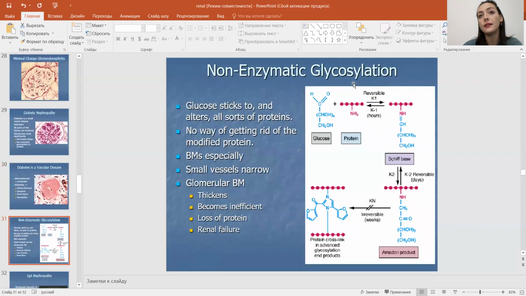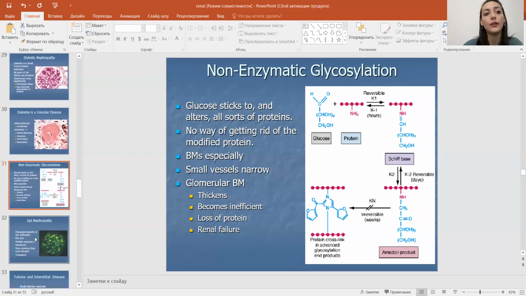Non-enzymatic glycosylation. Glucose sticks to and alters all sorts of proteins. There is no way of getting rid of the modified protein. It builds up, especially in small vessels, narrowing them. The glomerular basal membrane becomes inefficient, with loss of protein, so renal failure. You can call it renal failure.